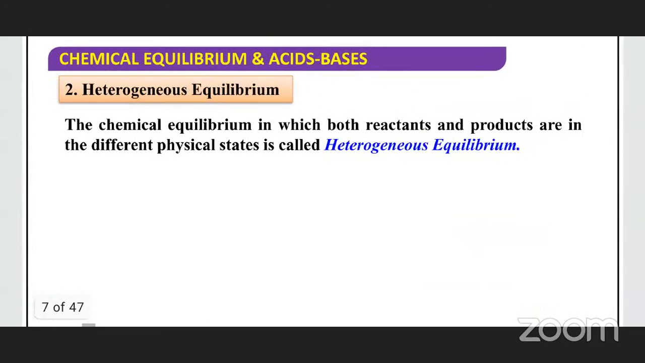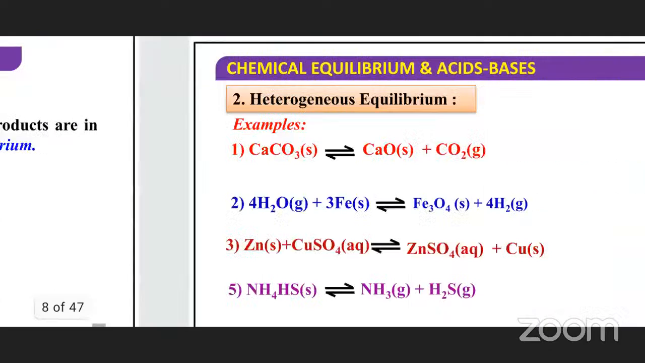What is heterogeneous equilibrium? Heterogeneous equilibrium means the chemical equilibrium in which reactants and products are in different physical states. The same physical state is called homogeneous equilibrium; different physical states is called heterogeneous equilibrium.